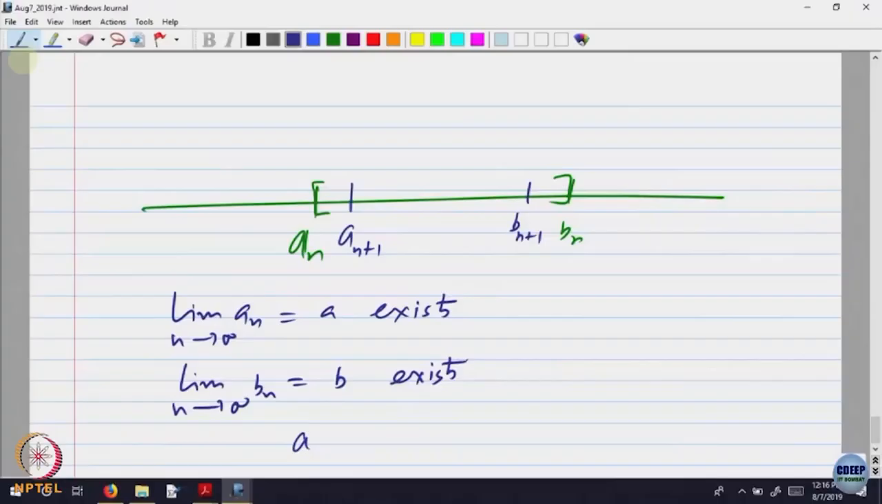Is that okay? A is less than or equal to B. Is that okay for everybody? Because A_n is less than B_n, right. So, look at each A_n is less than B_n and B_n is decreasing. So, B_n's are upper bounds for the sequence A_n, right. So, the limit of that, that is A, so A must be less than or equal to B, okay, right.